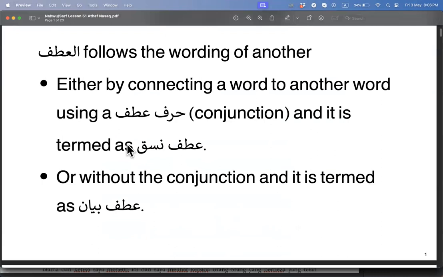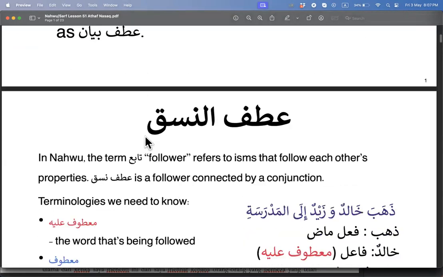Yes, I was saying even though we haven't actually learned this in detail, we know this word ataf, right? This is when a word follows another word, either by a conjunction like wow, like fa, like thumma, and we call those ataf nasab, although we don't really use this term in Arab books. Or if without the conjunction, without wow, then it is ataf bayan basically. So today we're going to talk about the first one first, with the conjunctions.